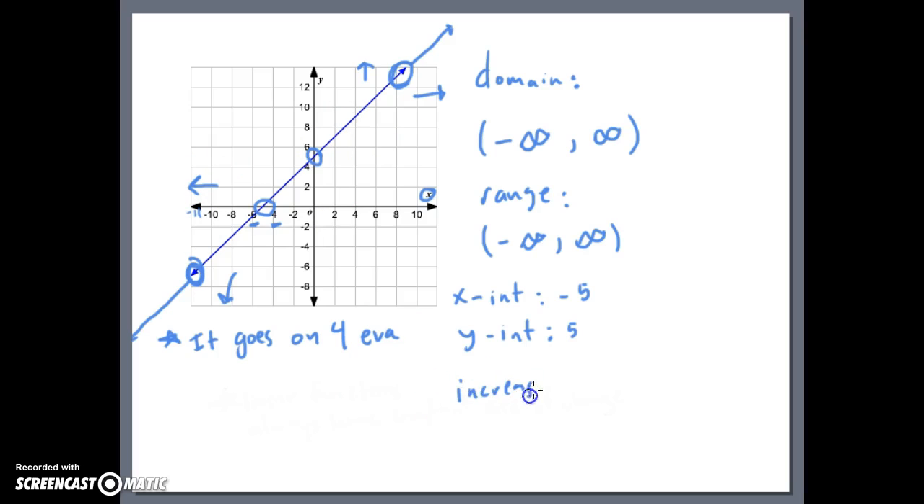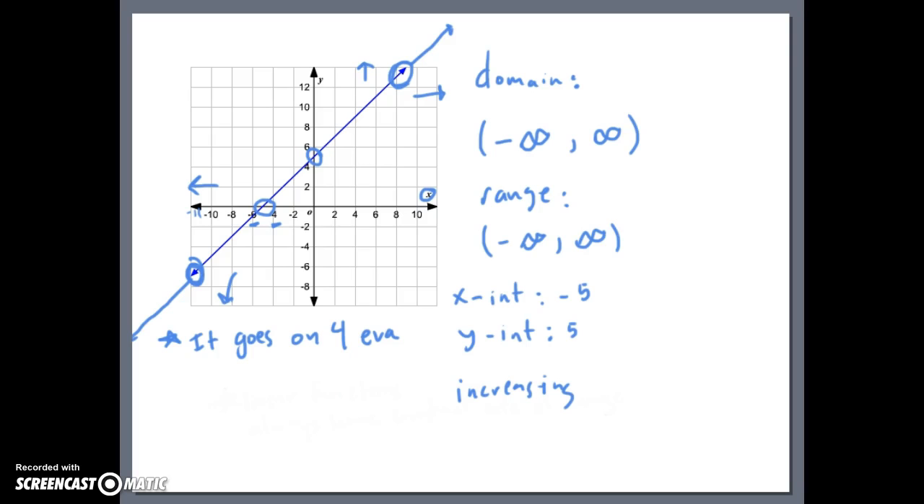The questions will ask you all these things, and you'll just type in the domain, the range, your intercepts, and then whether or not it's increasing or decreasing. And there may be multiple increases and decreases. You'll see in later examples what I'm talking about. Don't get ahead of myself. Alright, so we've got now example 2.